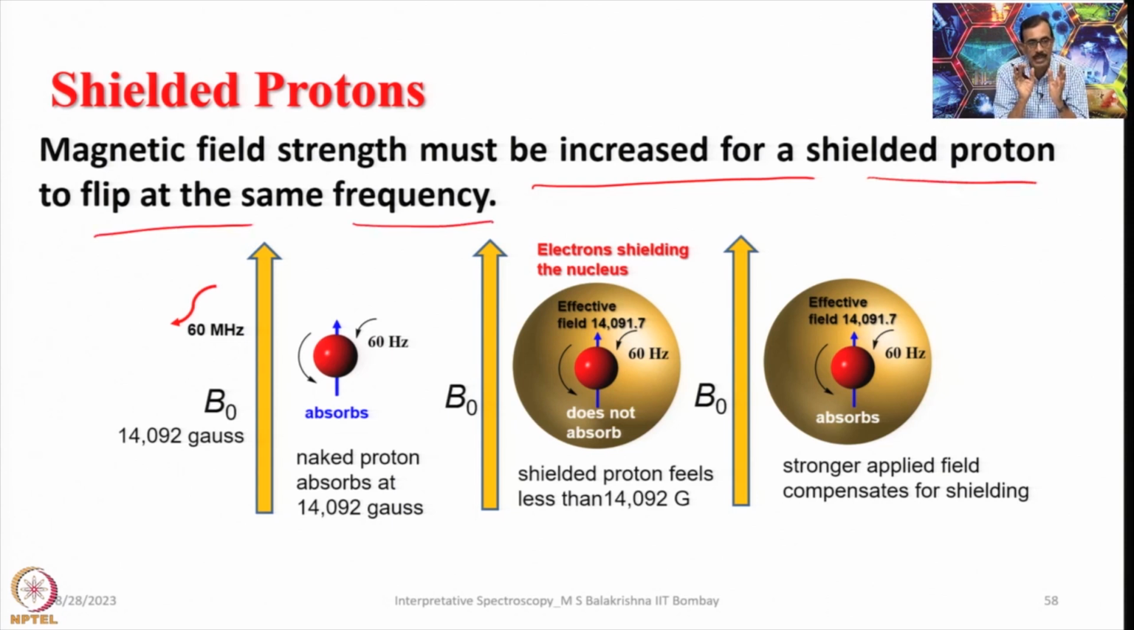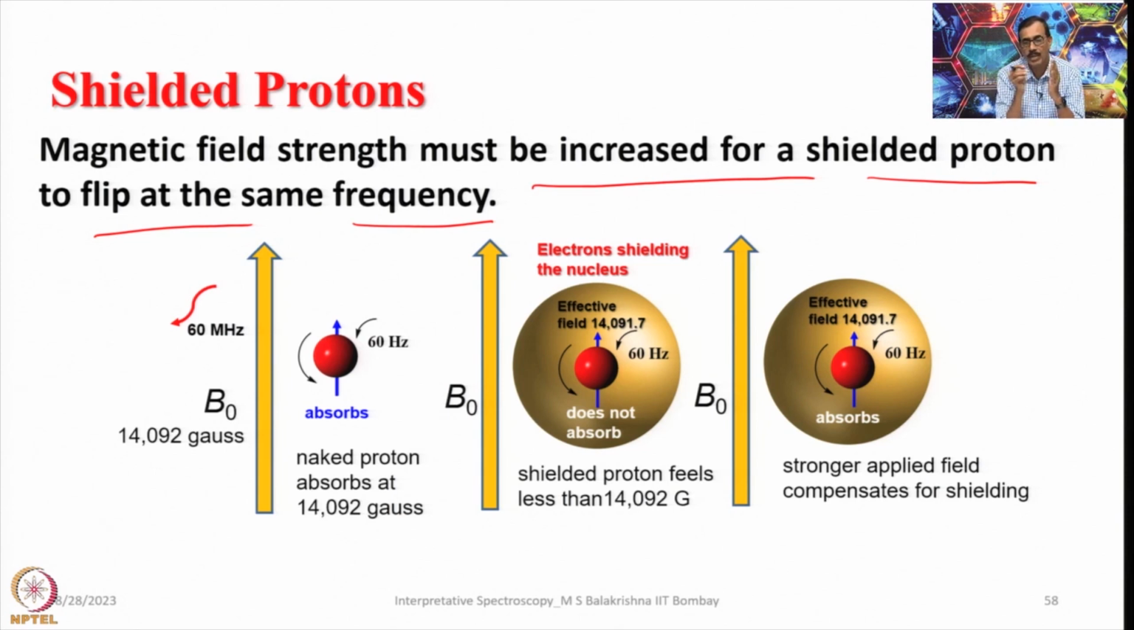For example, let us say we have kept a nucleus at 2 Tesla or 14,092 Gauss, and then the electrons would generate a magnetic field, that is the induced magnetic field, that opposes. As a result, the net magnetic field experienced by the nucleus drops, hence its precession frequency also drops. In that case, we have to use a different frequency to cause flipping of the nucleus. That means here the frequency decreases.